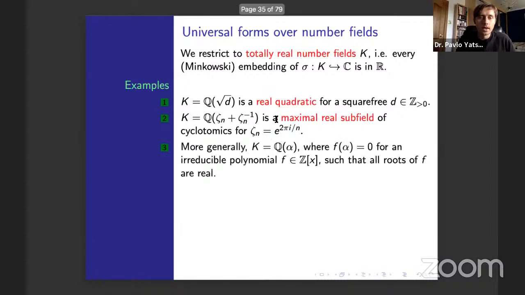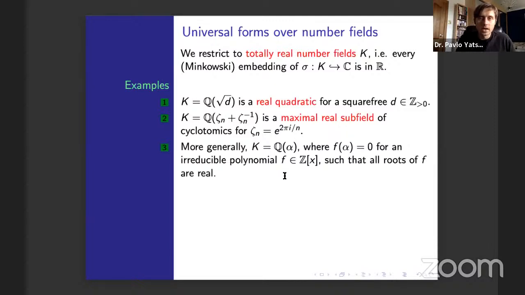And more generally, a totally real number field is just Q adjoined with alpha, where alpha is a root of a minimal polynomial such that all of the roots of this polynomial are real numbers, or the minimal polynomial of alpha has only real roots. So that's generally what we're going to work with here.